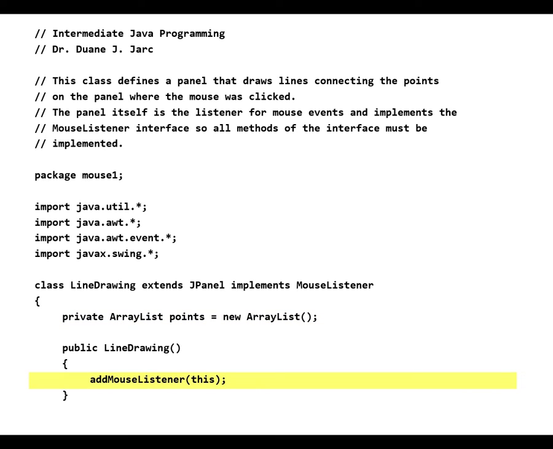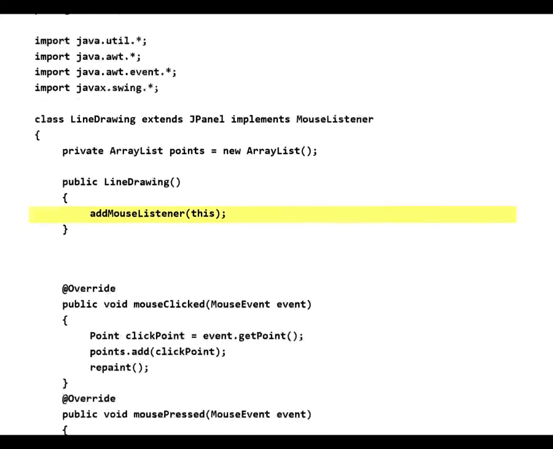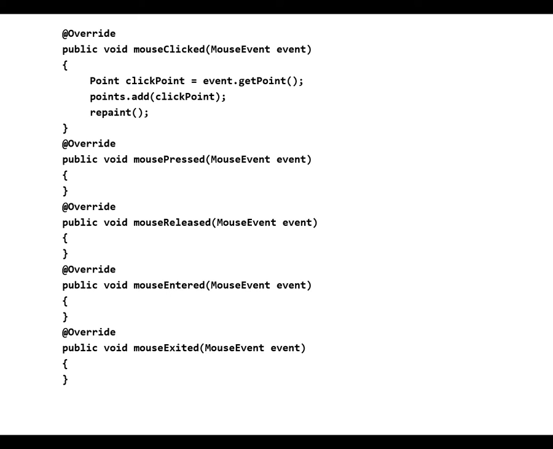The constructor registers the panel as the listener for mouse events by passing this to the addMouseListener method. Let's scroll down to the methods needed to implement MouseListener. Next is the method mouseClicked that is called when the mouse is clicked. We extract the coordinates of the point where it was clicked from the MouseEvent parameter by invoking the getPoint method on that event object. Then we add it to the ArrayList. The final step is to call the repaint method.